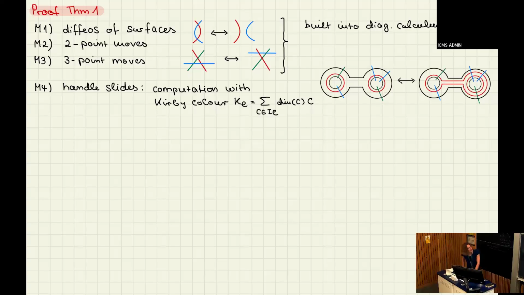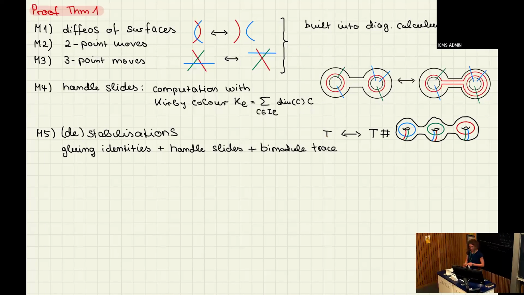And for the handle slides, it's also not so difficult because there's a spherical fusion category. In a spherical fusion category, we can work with something like the Kirby color. We just take the sum over a set of representatives of the simple objects, multiply with the dimensions and take the objects. So this is the counterpart of all these two-sided integrals in the Hopf algebra case. And by a fairly standard diagrammatic computation, one can then show that it is invariant under handle slides. The last point is the most difficult.